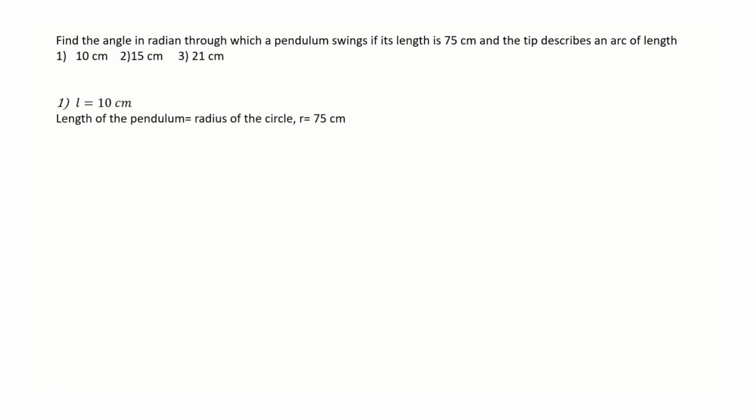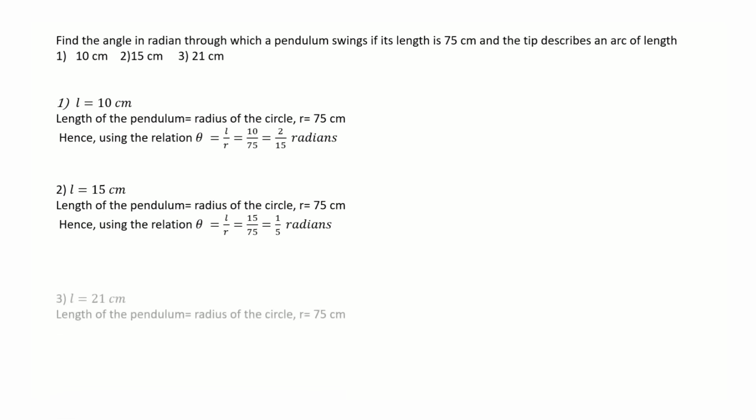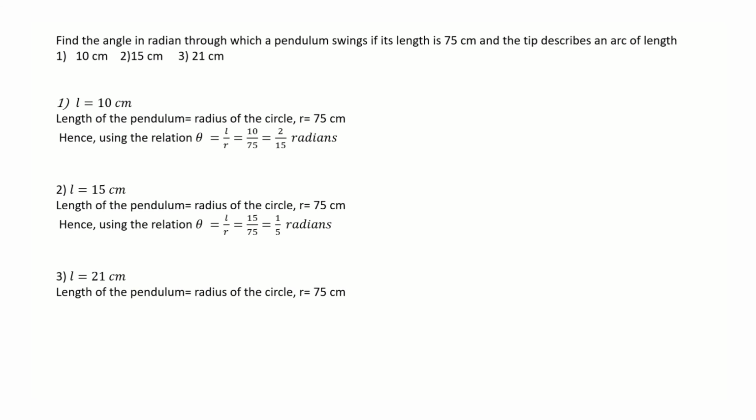So we have when L is equal to 10 centimeter, radius of the circle is 75 centimeter. Using the relation theta is equal to L by R, we'll get 2 by 15 radians. Similarly, for the second sub question, L is equal to 15, R is equal to 75. So using the relation theta is equal to L by R, we get theta is equal to 1 by 5 radians. Similarly, when L is equal to 21 centimeters, we get theta is equal to 7 by 25 radians.